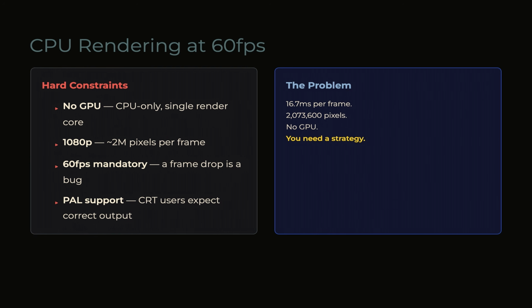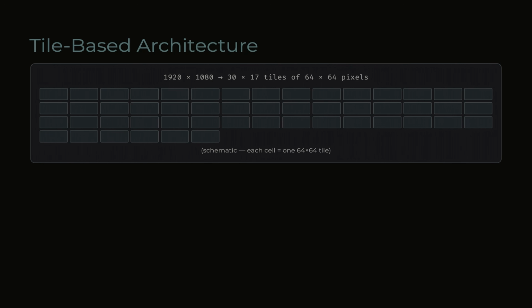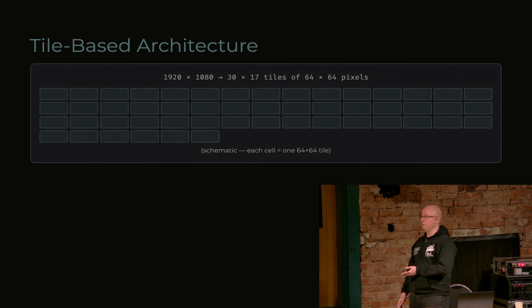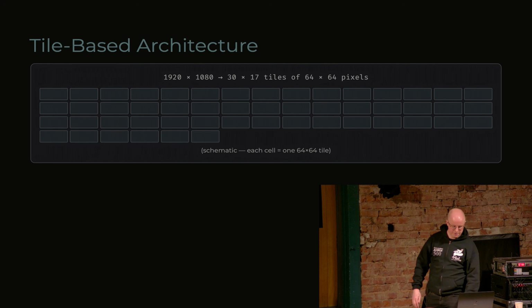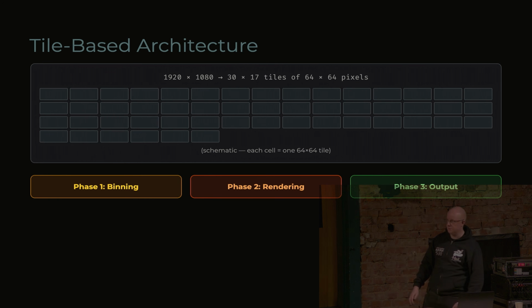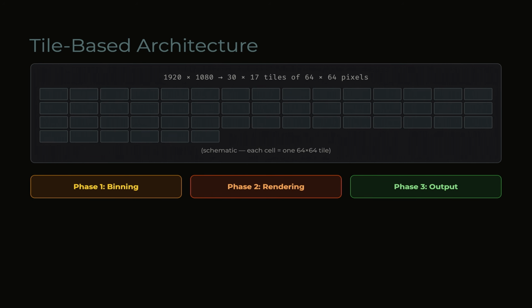You have 16.7 milliseconds per frame, 2 million pixels. You have no GPU, so you need a strategy to render this in a good way. So the way I decided to do it, I did a tile-based architecture. The idea is that you split your screen into tiles. Then you have different phases. So you have one phase which is doing binning, then rendering, and output. And I will go into detail on how all these work.